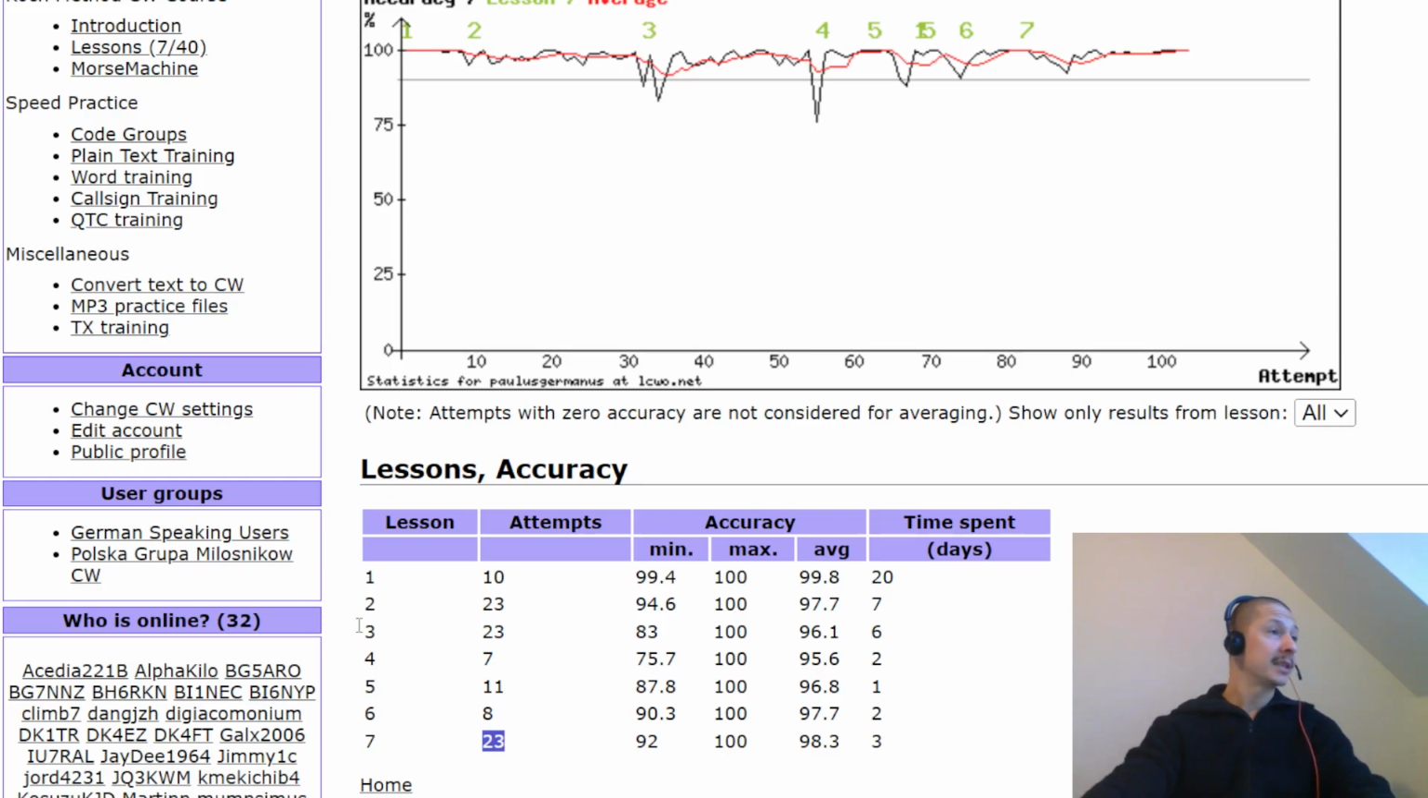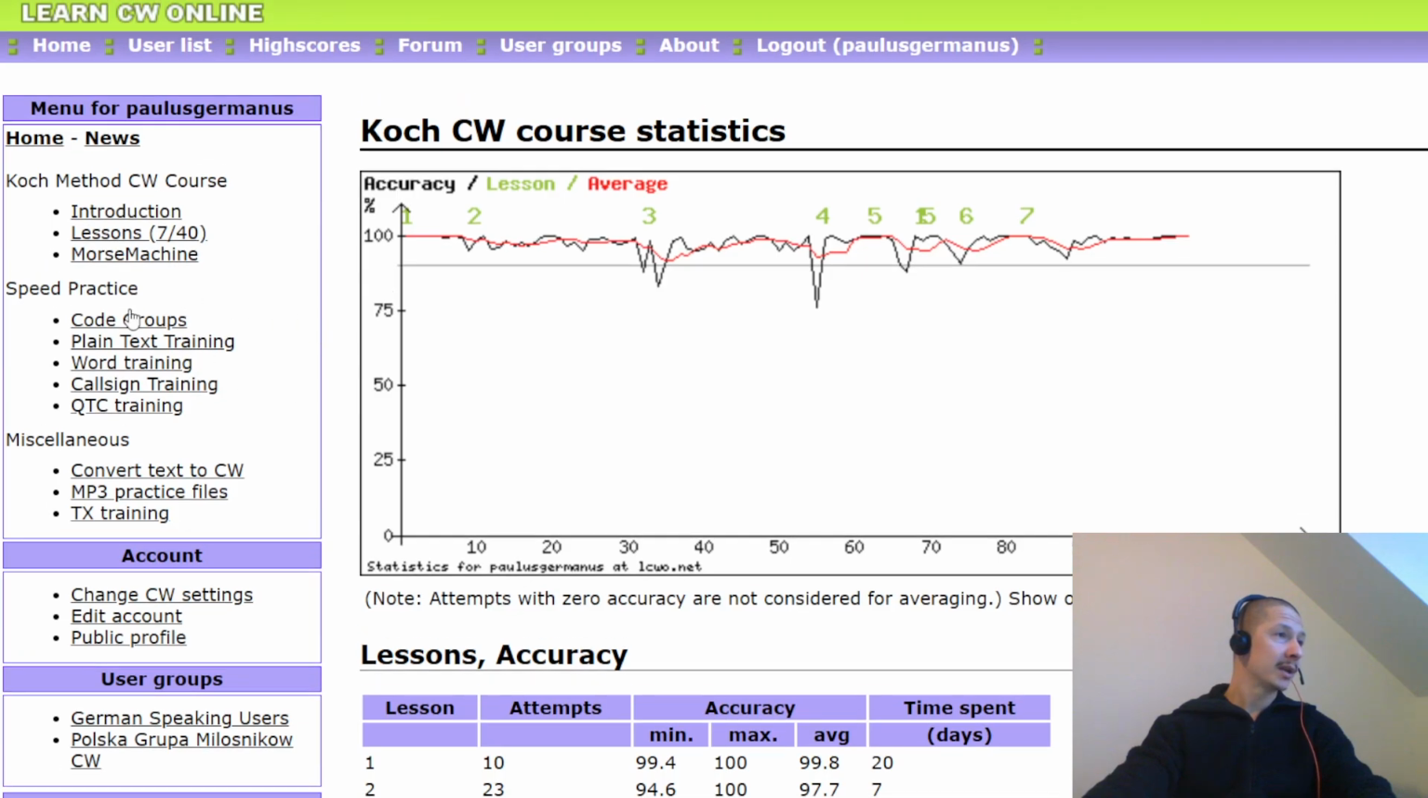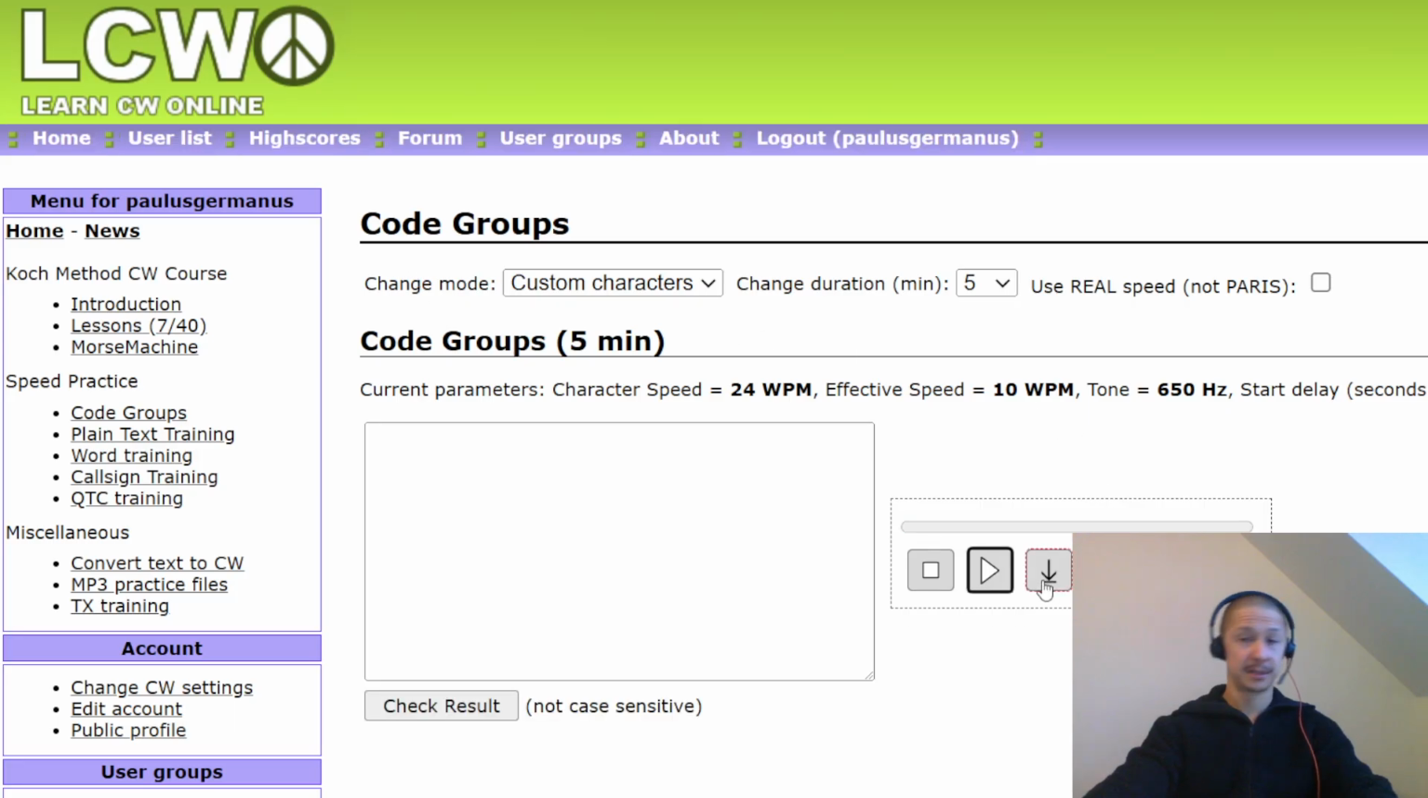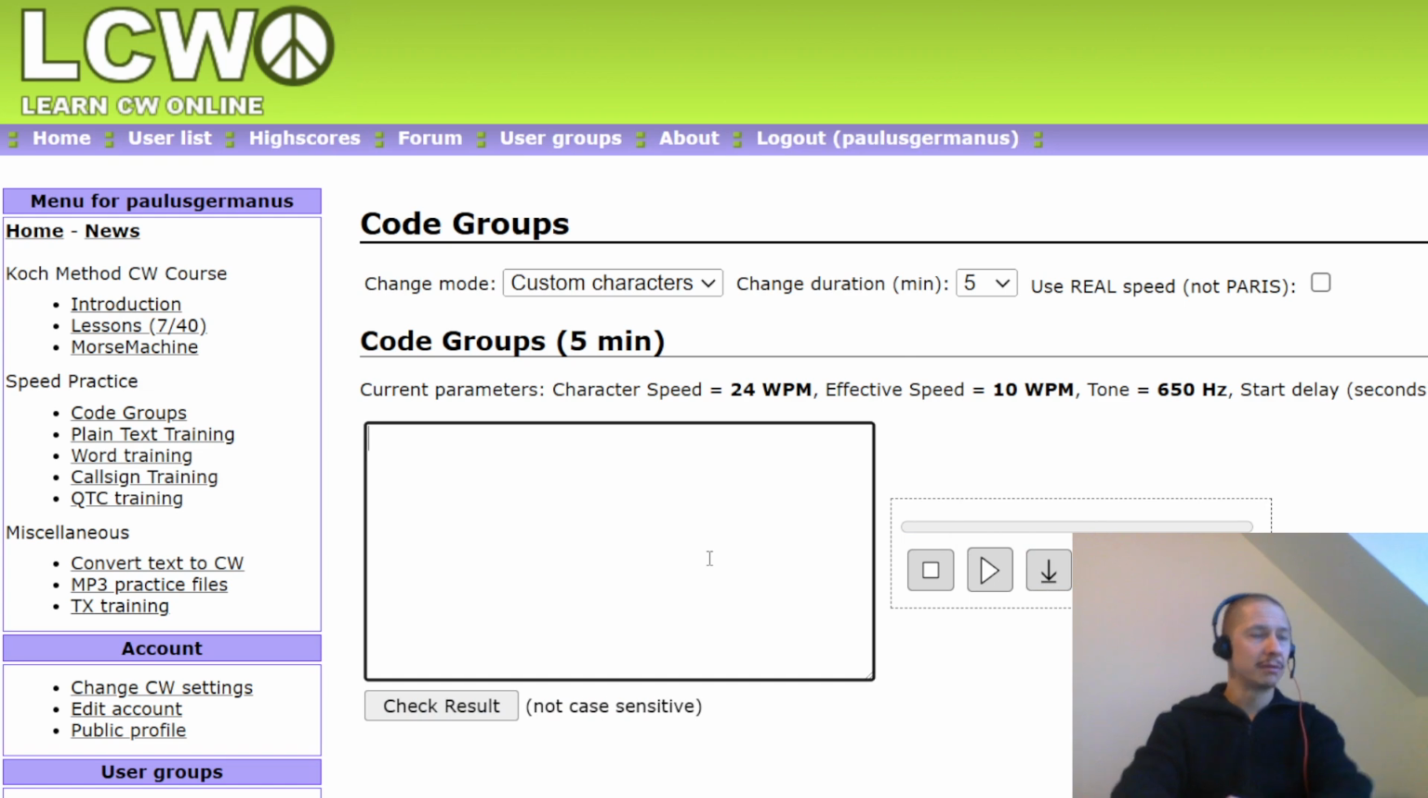Yeah. So with that being said, let's do a quick 10-minute practice session with a custom code group comprised of A, R, U, K, and M and N, and then we'll move to the standard lesson.